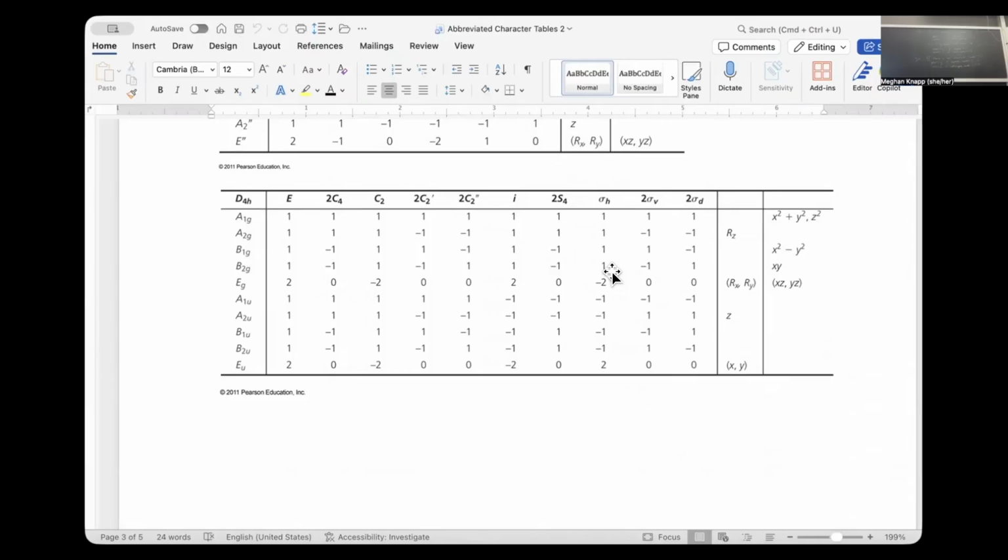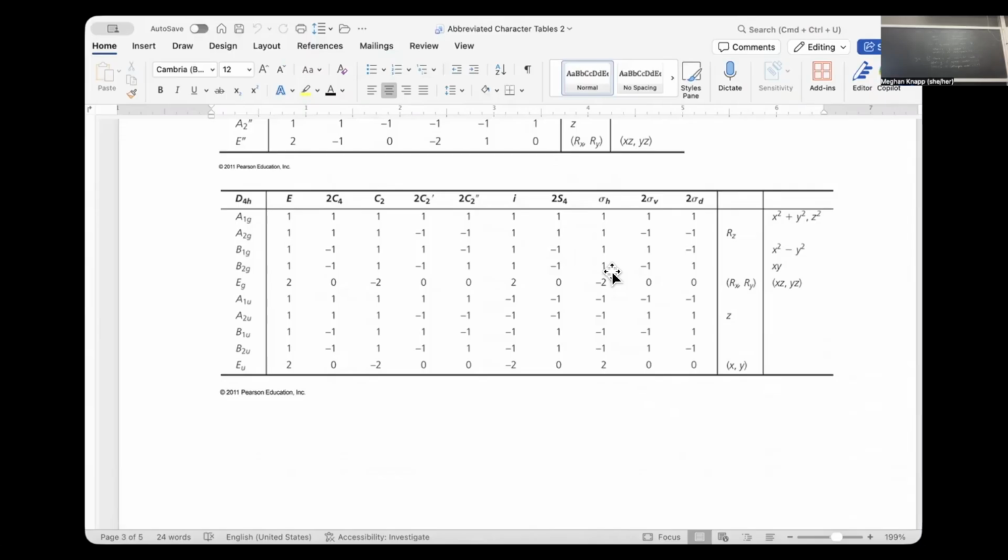And then the primes deal with the sigma H, if there is one. That's where I got those confused. And much like this one, I don't really care too much about the primes, but it's basically going to follow this same rule for sigma H, if it has prime or double prime. Yes, Abby. But why does one of the G's have a 2?